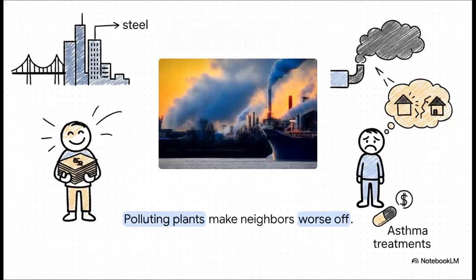Let's zoom in a bit on those negative externalities. Imagine a massive steel plant. It totally benefits the owner, who's making a nice profit, and it benefits the construction companies getting cheap steel to build skyscrapers. But the people living in the neighborhood next door, they are bearing a heavy, completely uncompensated cost. The smoke in their air, the potential health issues, their property values dropping, those are the negative externalities. The market price of a steel beam definitely doesn't include the asthma inhalers the neighbors are suddenly having to buy.